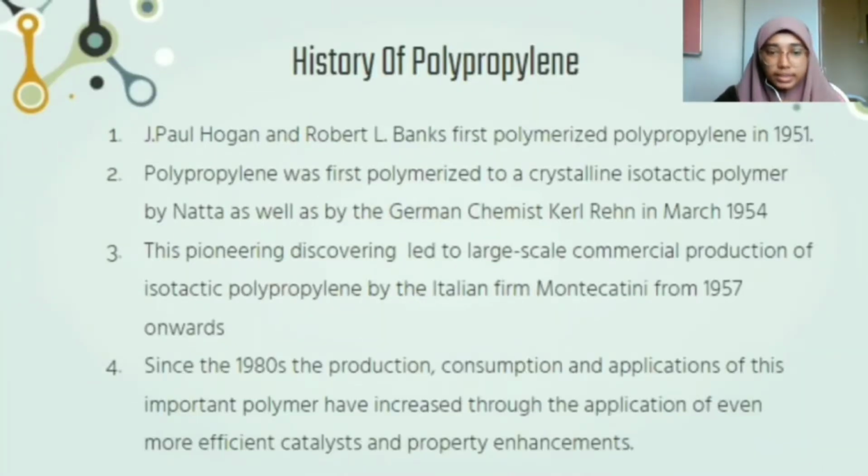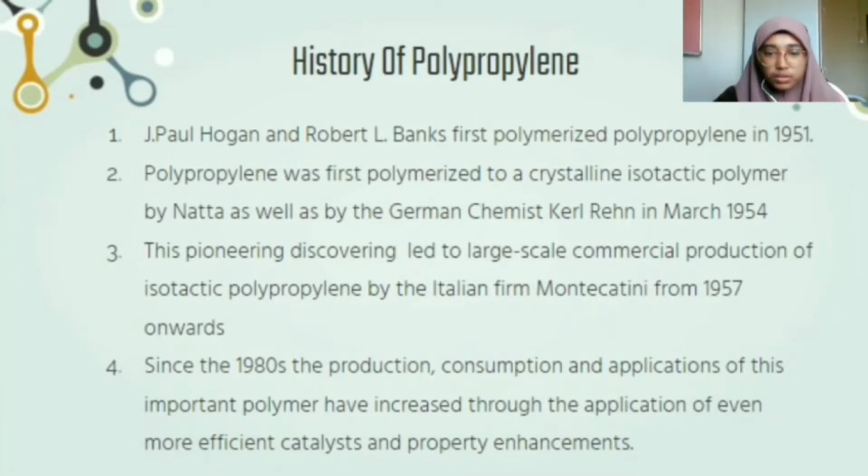Polypropylene is a highly crystalline thermoplastic polymer produced by the chain growth polymerization of propylene, a gas obtained from petroleum cracking. It has properties related to polyethylene but has a much higher melting temperature and is much thicker.